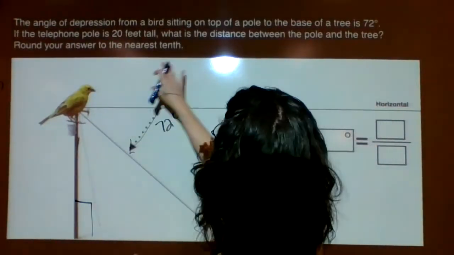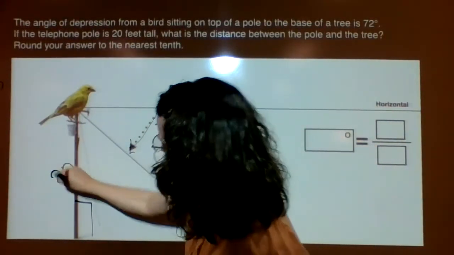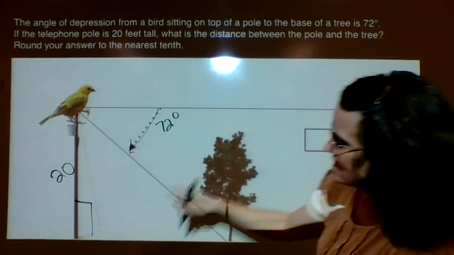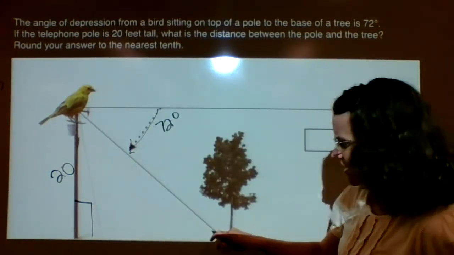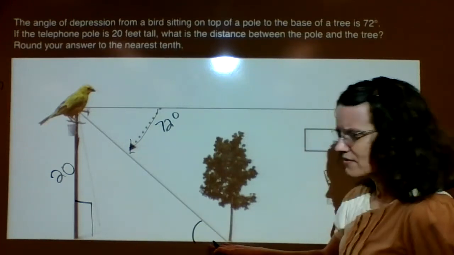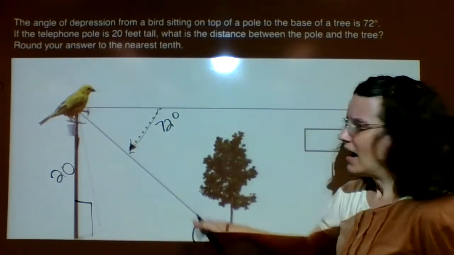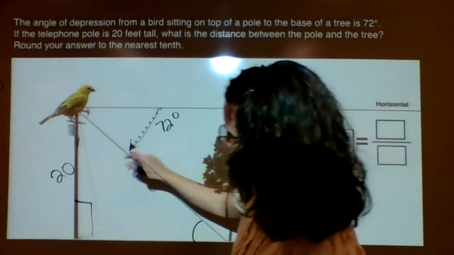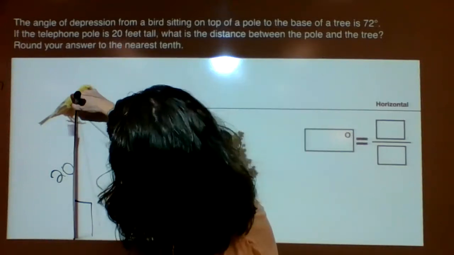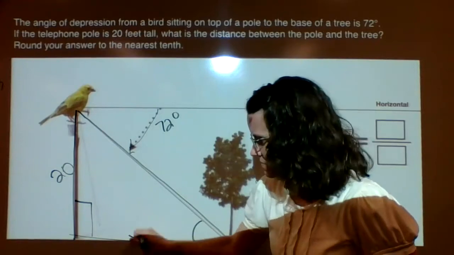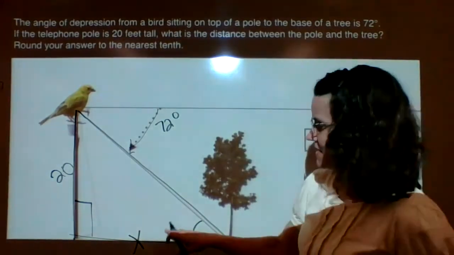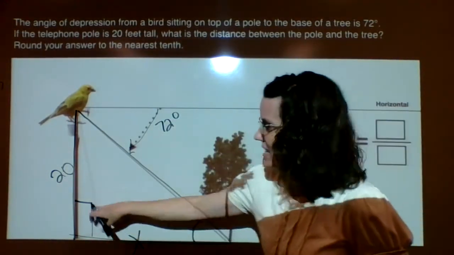And we're going to say that that is 20 feet tall. And we want to know what's the distance between the pole and the tree. Well, you'll notice I don't have the angle of this triangle here. I have this angle of depression, but my right triangle that I want to use to find this mystery distance doesn't actually have an angle in it.